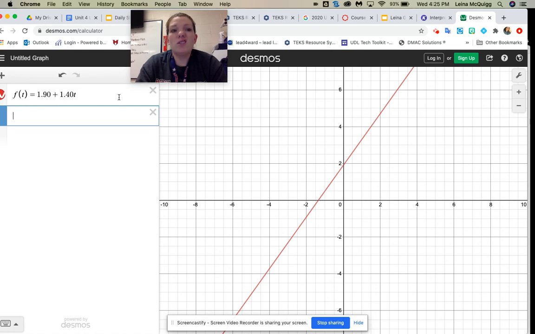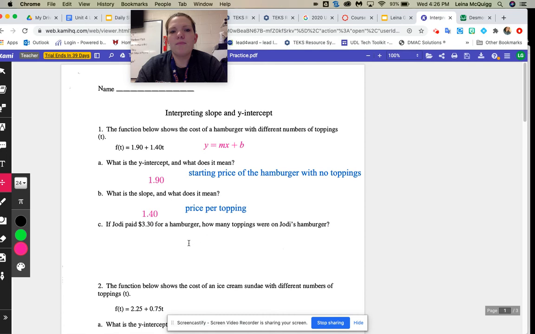And it says, oh, I did this backwards. Never mind. Ignore that little tidbit right there. Okay, so she paid $3.30. That means that's the total amount, so that's going to be on my F of t side. So we paid $3.30 for the whole hamburger, and I want to solve to figure out t.